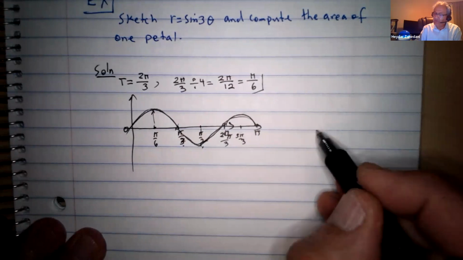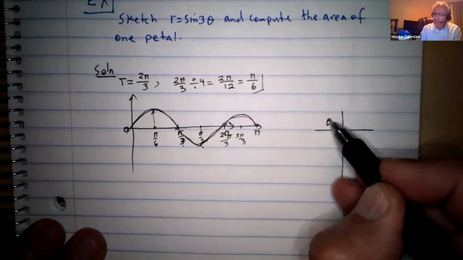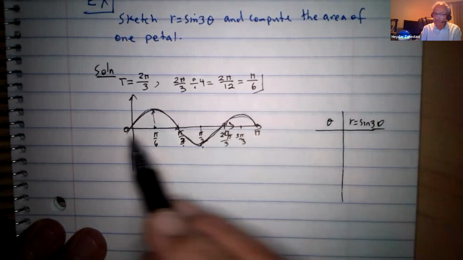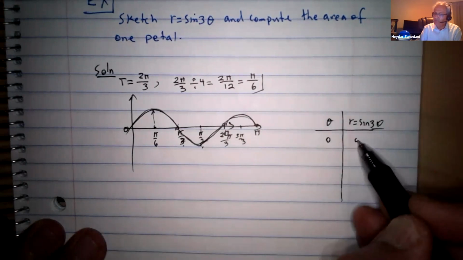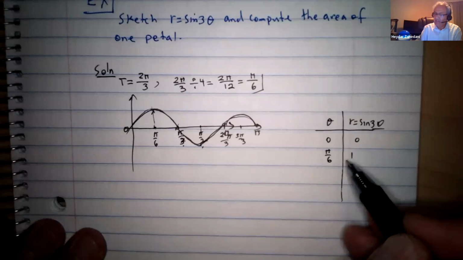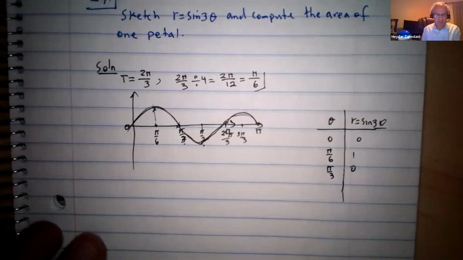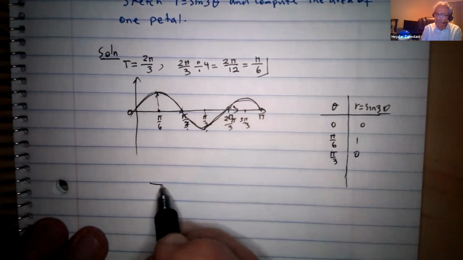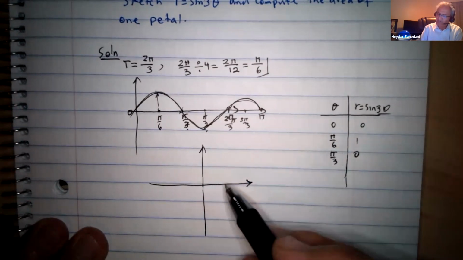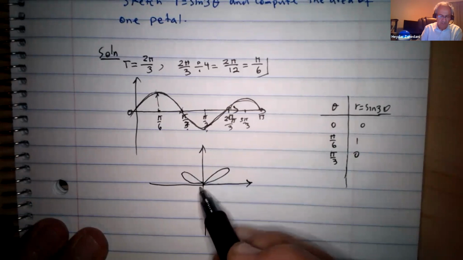So basically, if you want to collect some points to graph it, that will help you. This is going to be theta, and this is going to be your r, which is the sine of the 3 theta. So if theta is 0, that gives you 0. If you go to the pi/6, that gives you 1. If you go to the pi/3, that makes it 0. That gives you one of the petals. And then you can get the others as well. So the situation is this is going to be 1, 2, and the 3.